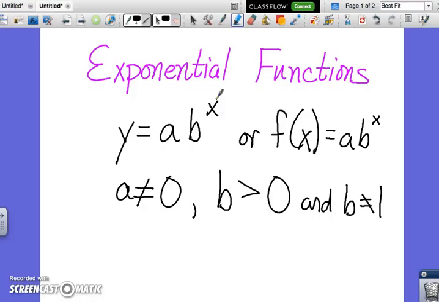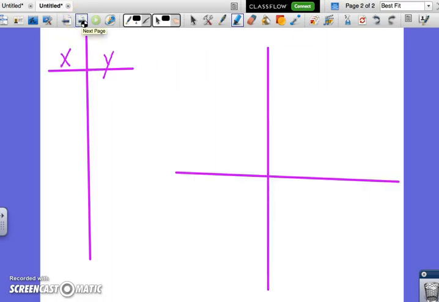Now, notice a couple of things here. First of all, b is a constant. B is some number. That doesn't mean it's always a whole number, but it's a number. And our exponent is a variable. So we're raising to a variable's power. So this is an exponential function, y equals a times b to the x. Let's take a look at a couple of these, and we'll start from there.